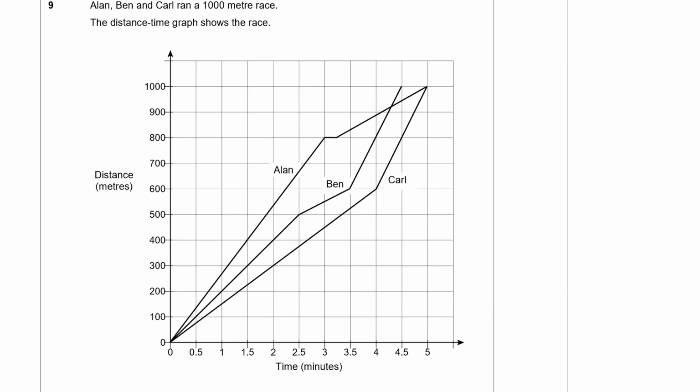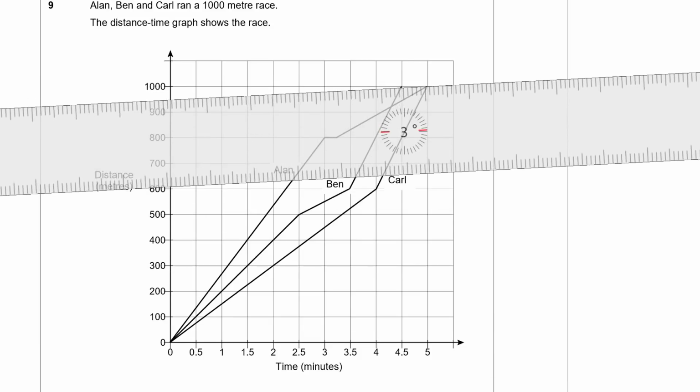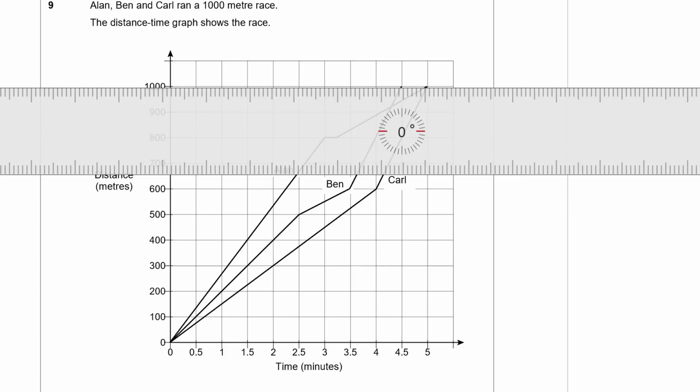Question 9 concerns itself with this distance time graph. Now this is showing a race between 3 boys, Alan, Ben and Carl, over 1,000 meters. So we've got the time along the bottom and we've got the distance along the side. Okay, so normally who wins the race is the person who gets to the finish line first. So we should be looking at which of these 3 boys gets to the 1,000-meter mark before the others. So the 1,000-meter mark is here, this line. So I'll quickly draw that on. This is the finish line here.